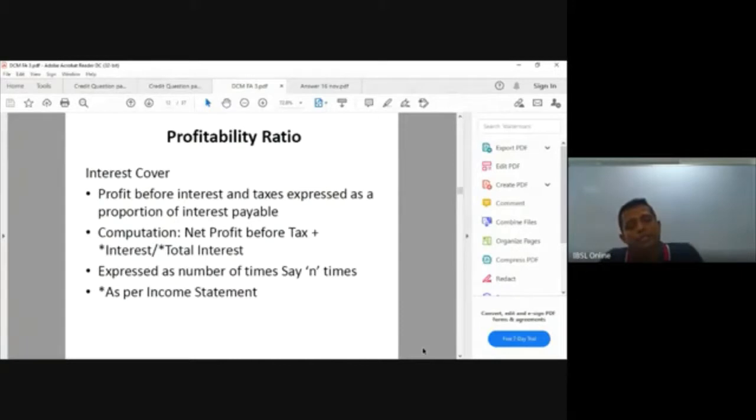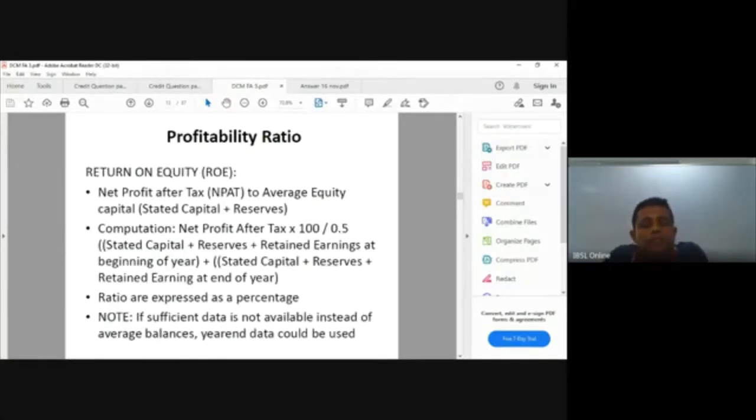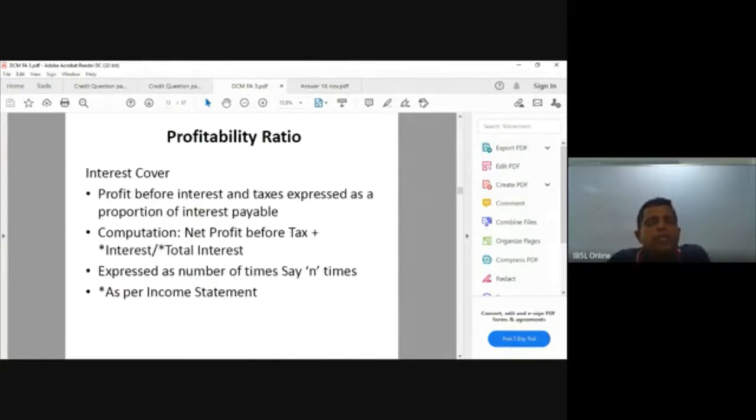Here, interest means what is recorded in the income statement. You have to take the interest recorded in the income statement. There also we didn't take any average balances because all figures are from the income statement.